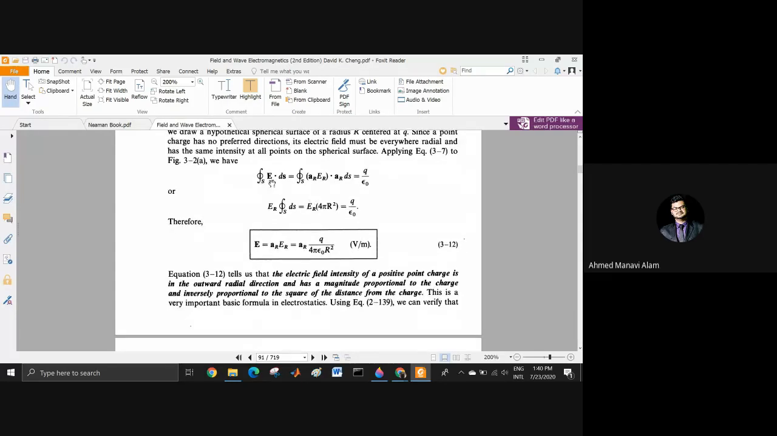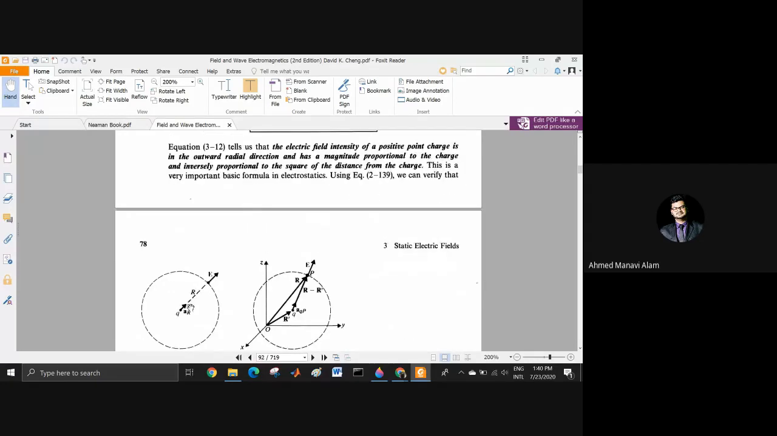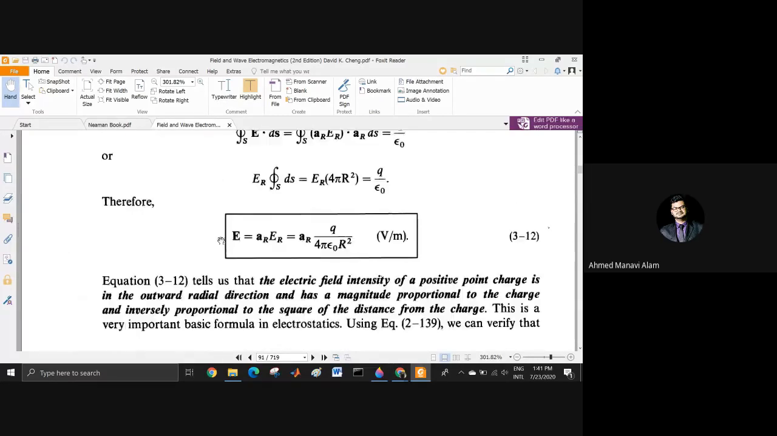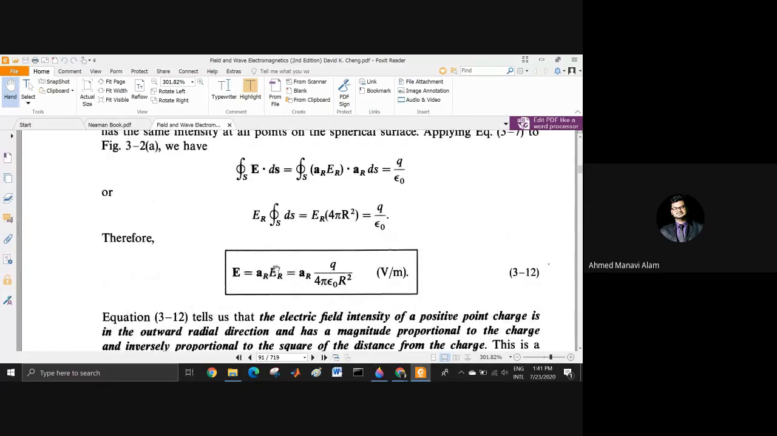Now as you have to put a direction on the electric field intensity, what you can write is that the electric field intensity is in the direction of a_r. Okay, we know that a_r is the unit vector in the direction of the radius r. So by this a_r, you are just giving the direction.